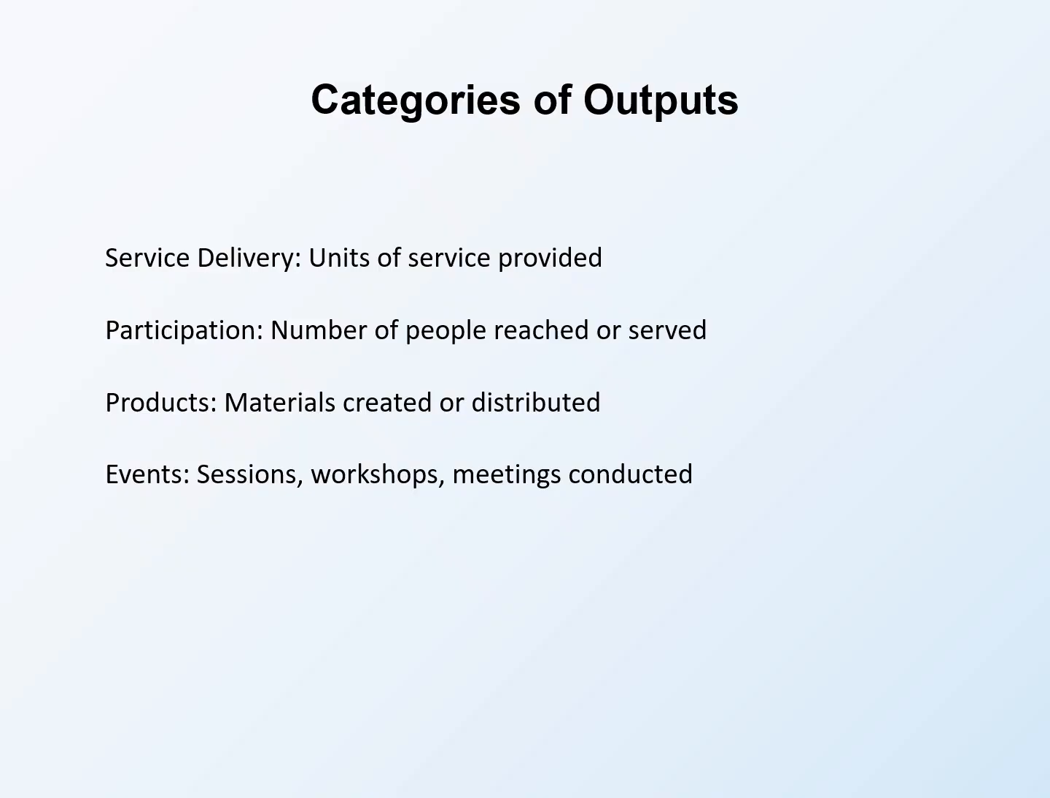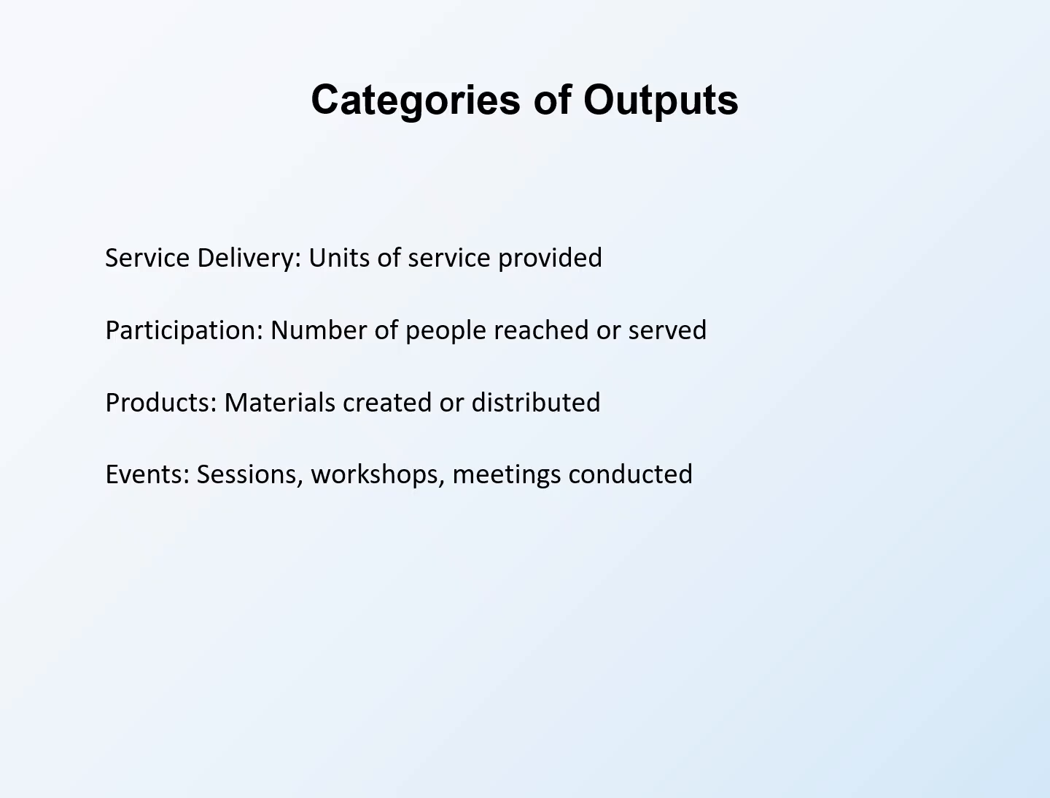Product outputs count materials created or distributed through your program efforts. Curricula developed for training, brochures distributed to community members, reports produced for stakeholders, and resources created for participants are all product outputs. They quantify tangible deliverables your program creates. Event outputs count sessions, workshops, meetings, and other gatherings conducted by your program.